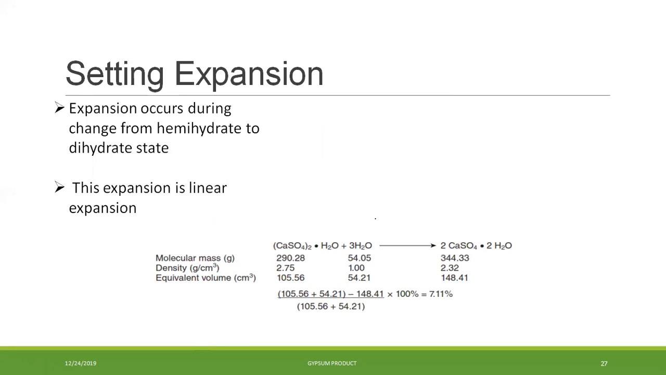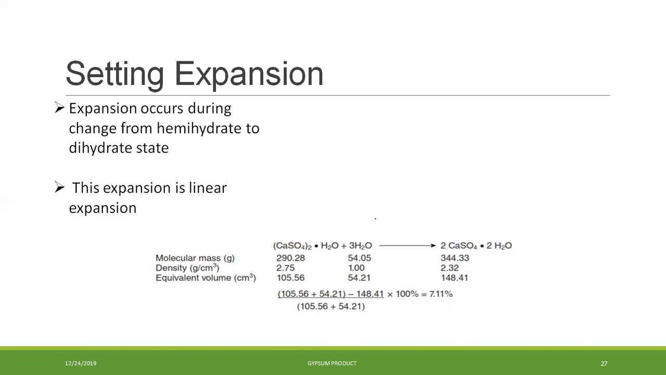Now, what is setting expansion? It is very important, because setting expansion will change the dimension of the cast. So we have to understand the concept of setting expansion. It is more important where we are making indirect restorations, like casting. If we are making a mold of something and there is setting expansion, then it will change the size of the cast, so it is of more importance there.